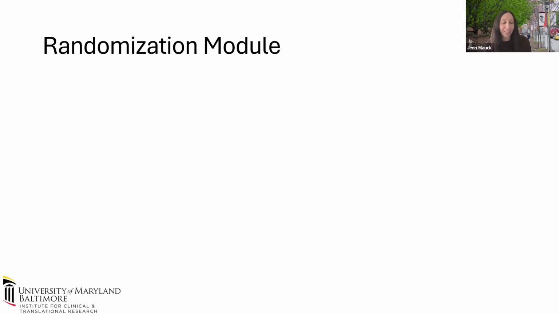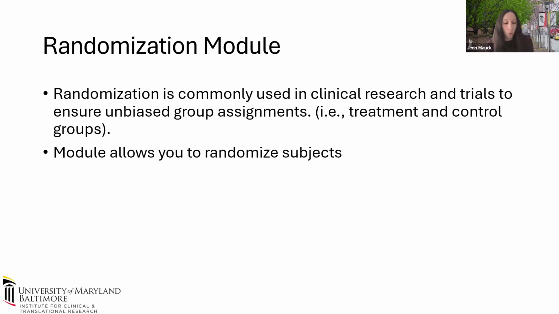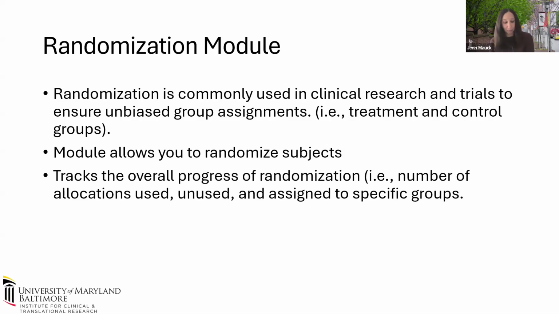We'll now move on to randomization. Randomization is commonly used in clinical research and trials to ensure that participants are assigned to groups in an unbiased way, such as treatment and control groups. REDCap includes a built-in randomization module that allows you to randomize subjects directly within your project. It will also track the overall progress of randomization, including how many allocations you've used, how many remain unused, and how many participants have been assigned to a specific group.